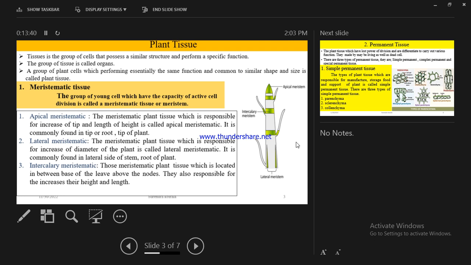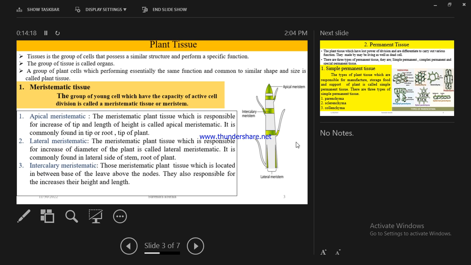Third one, plant tissues are the type of tissues which have similar structures and similar functions. Plant tissues are those kinds of tissues which have similar structures. They have the same size, the same structures, and perform the same functions. They also have special functions, but they have similar as well as common functions to each other.